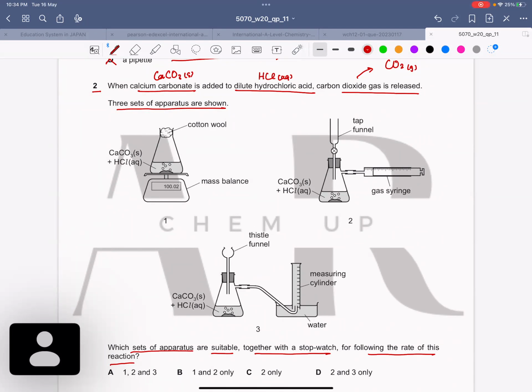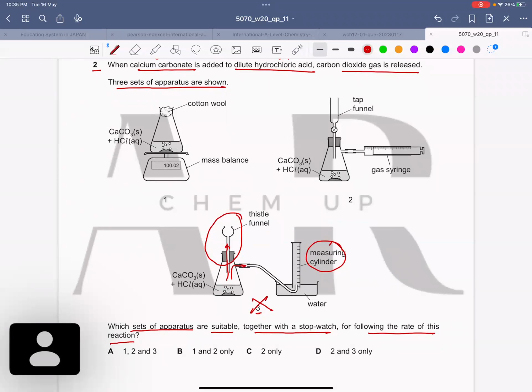Sir, 2 and 1. 1 and 2. Okay, why? Hassan? In the first one you can use the change in mass to figure out the rate. Very good. And in the second there is a gas syringe. But what about the third one, where the system is open from the top? Yeah, very good. If you look at the third one, it is open from here. The gas that bubbles out, it is not necessary that all the gas moves from here and is collected in the measuring cylinder. Instead, the gas can move in this region as well. So the third one is going to be the wrong one. Okay.